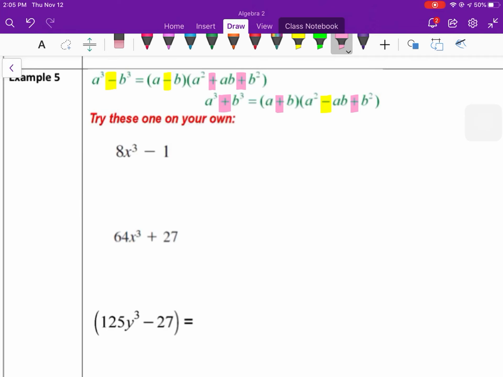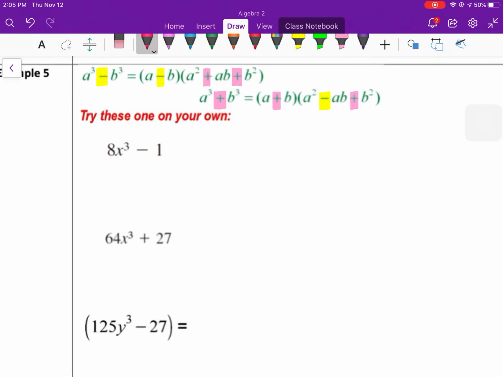The difference is where the subtraction sign goes. So if it's a cubed minus b cubed, the subtraction sign goes first, and then positive, positive. If it's a cubed plus b cubed, then it starts with a positive, then minus, then positive, then plus. So that helps me remember it. Again, we'll go through these examples in class if we have questions, and we'll go from there. So good luck.